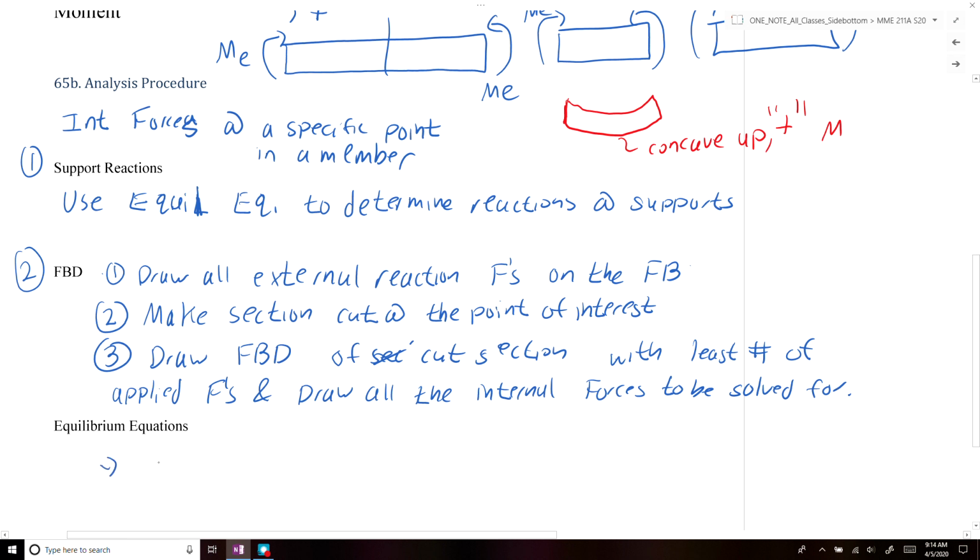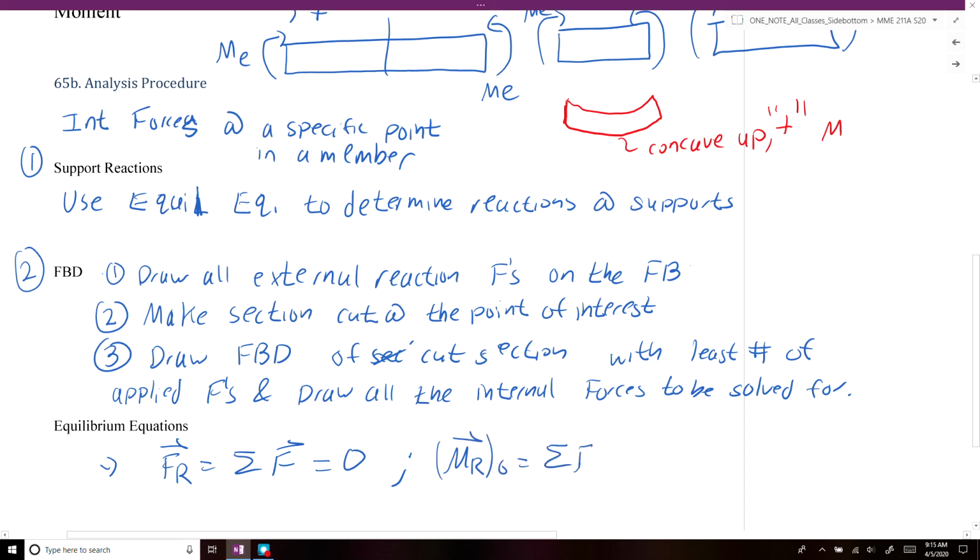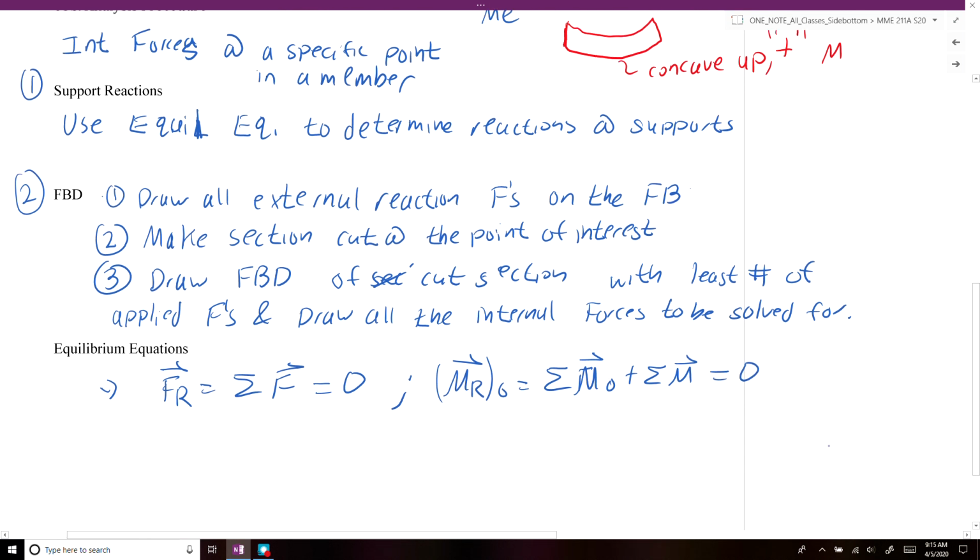And then the last thing you're going to do is use the equilibrium equations. You're going to find your resultant force, which is the sum of all the forces on the system, and set that equal to 0. Then you're going to find your resultant moment about a point, which is the sum of all your moments about that point plus the sum of any couple moments applied to the system, and set that equal to 0. You use these two equations to solve for your internal forces and moments: your shear force, your normal force, and your moments. So that's the procedure for how you can determine the internal forces within a structure. And that concludes this video.